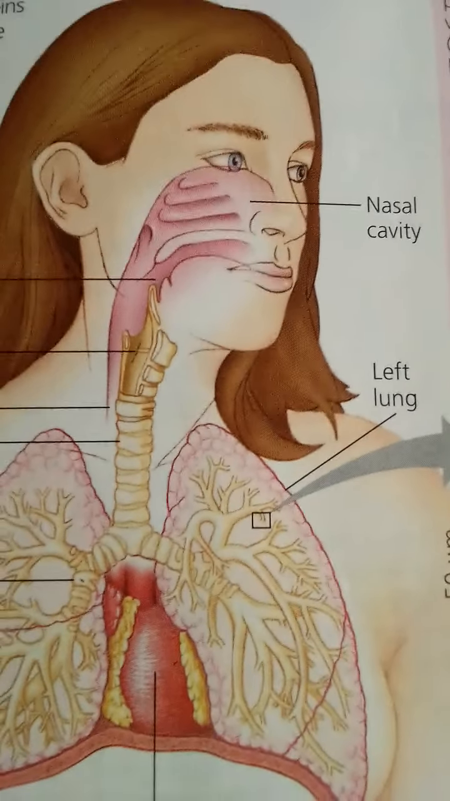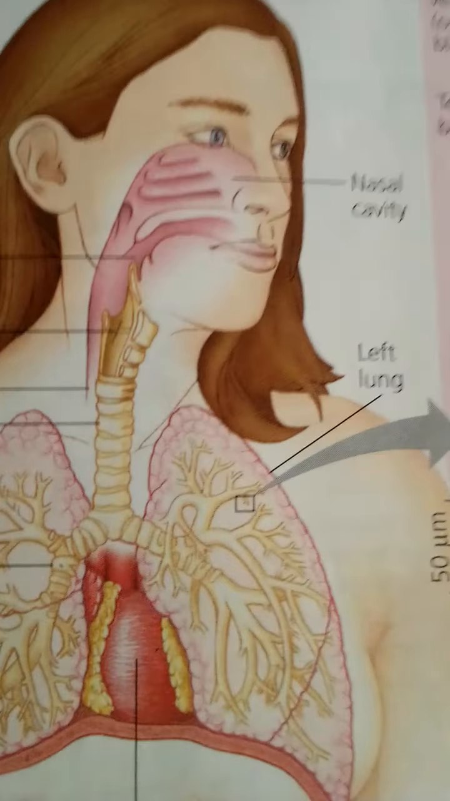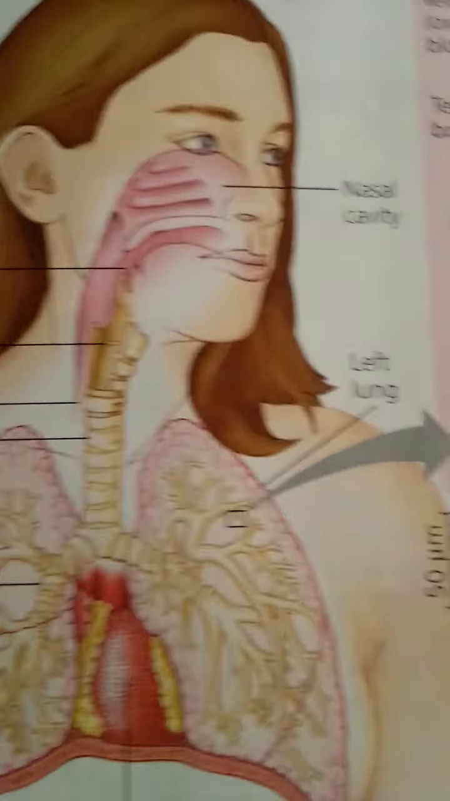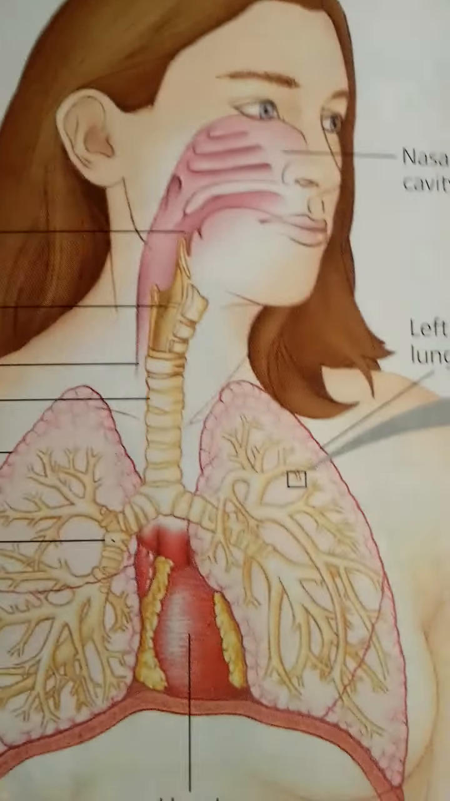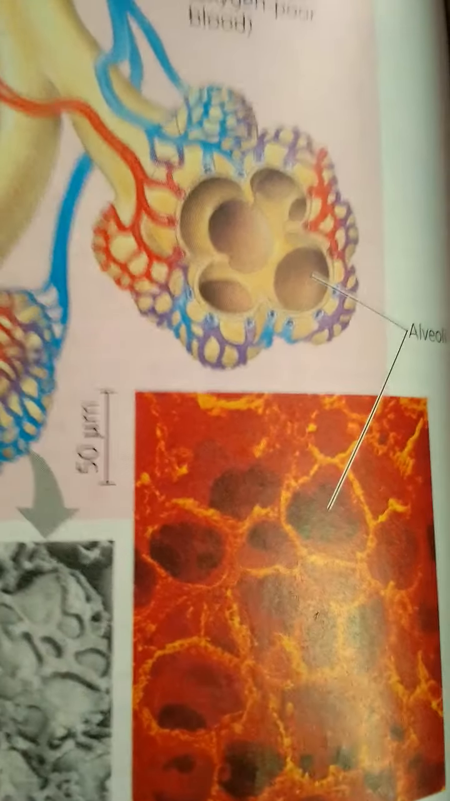The inner layer of the lungs' double-walled sac adheres to the outside of the lungs, and the outer layer adheres to the wall of the chest cavity. A thin space filled with fluid separates the two layers, which stick together because of surface tension.